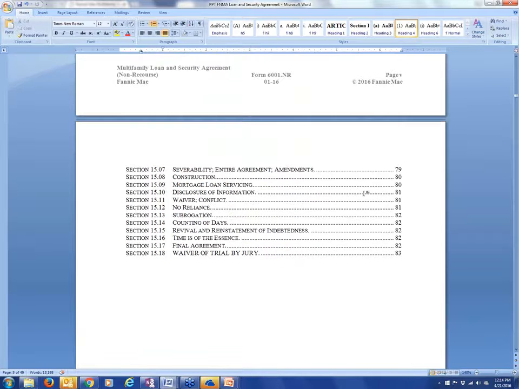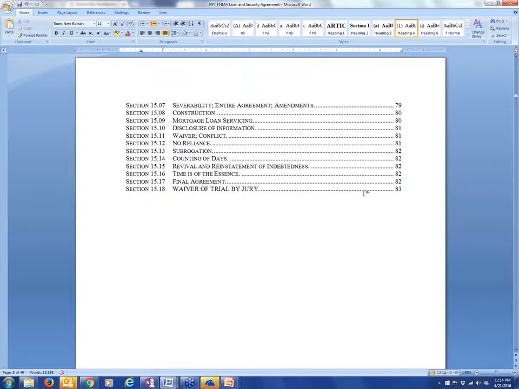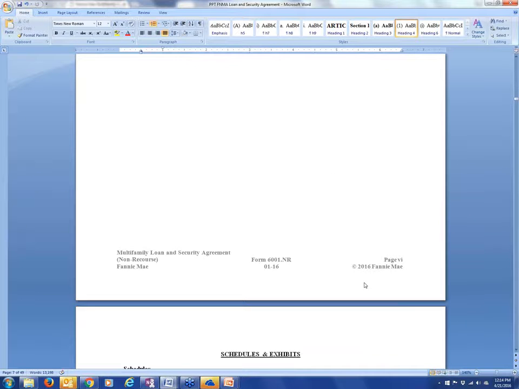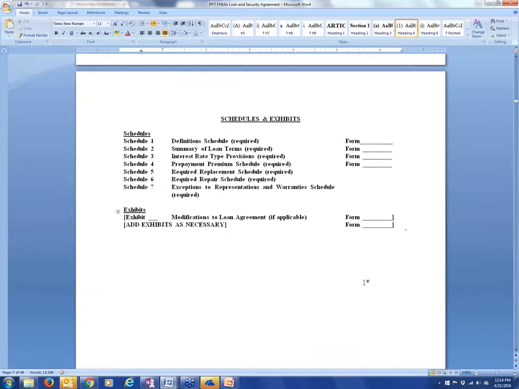Look at this. We're up to 83 pages, and look at the last one, all in caps: waiver of trial by jury. They just don't want to appear before any citizens of the United States. It's kind of shameful that that's what our government requires. And this is a GSE, a government-sponsored entity. Okay, then they have the schedule and exhibits.